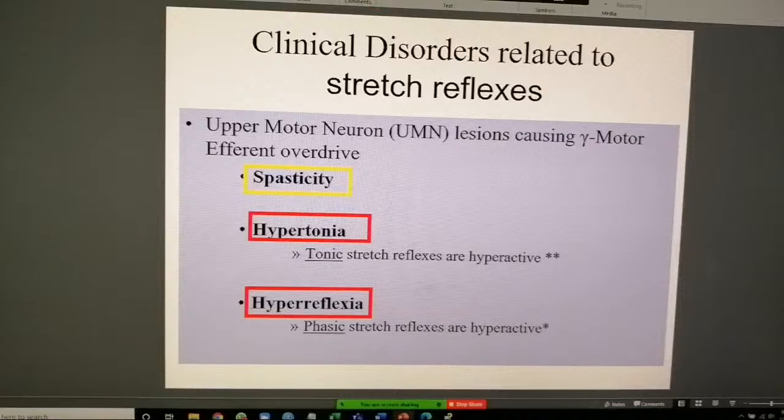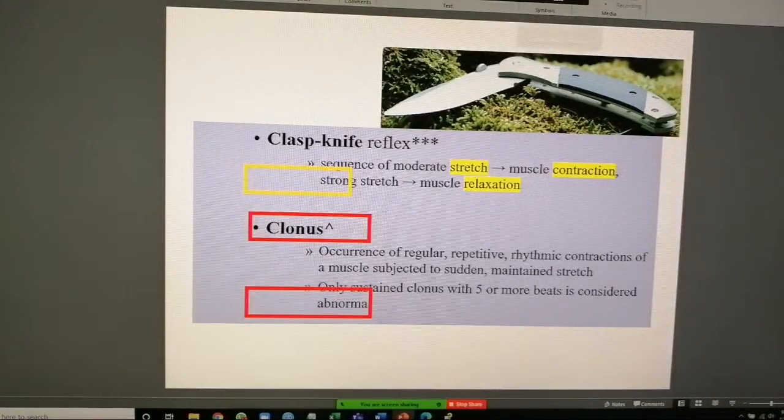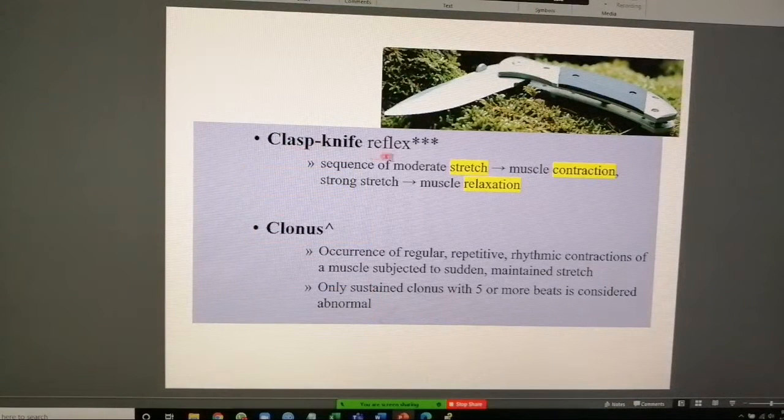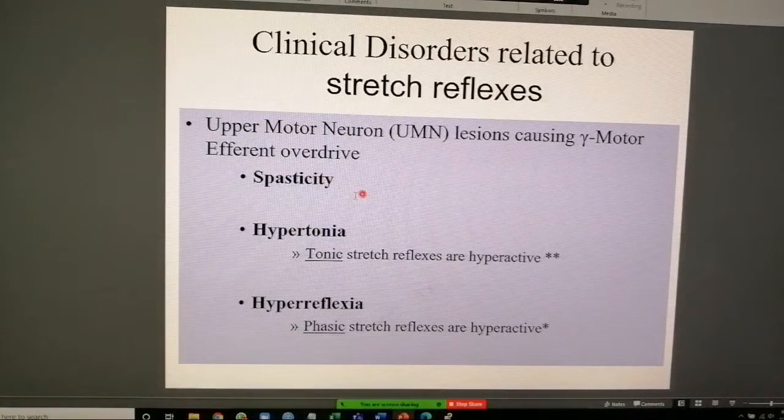And to complete the picture, you get clasp knife reflex or clasp knife rigidity, and lastly clonus. These are the five things that I intend to cover with you, not in a very detailed manner, but enough so that you're equipped to know something about it. More of this will be covered, inshallah, when we discuss the upper motor neuron lesions in detail in the next chapter.